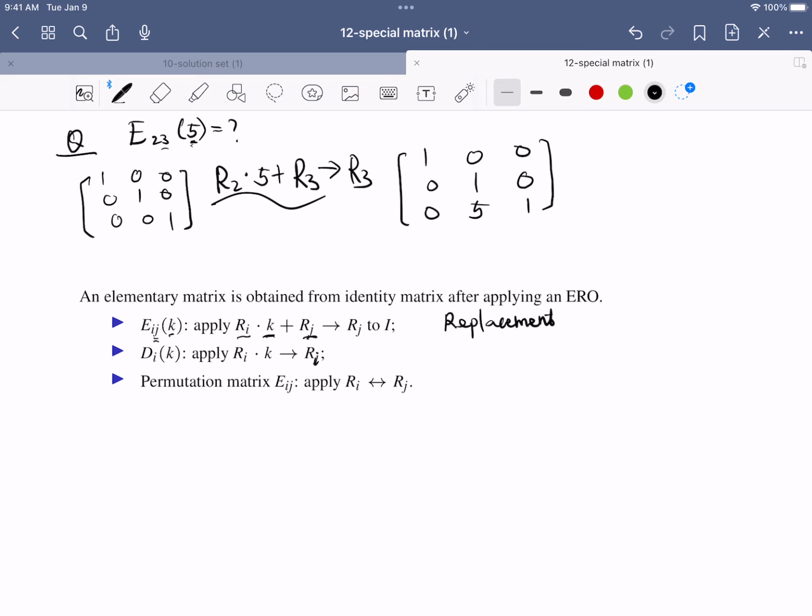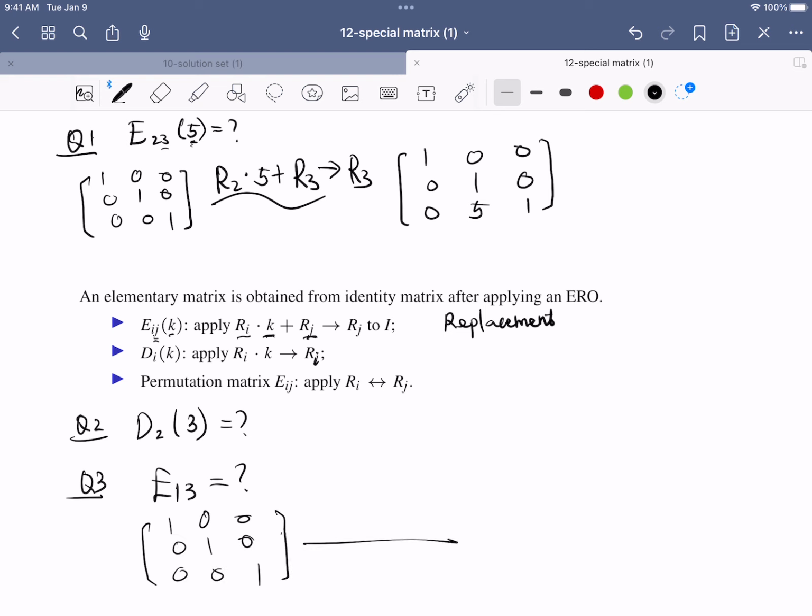All right, you can try to figure out the next question. What is D23? What is E13? So maybe I can write down E13. Suppose you start from the identity matrix with 1, 1, 1 on the diagonal, and the ERO you want to do is swap R1 and R3. Then you get some matrix. This one is called E13.